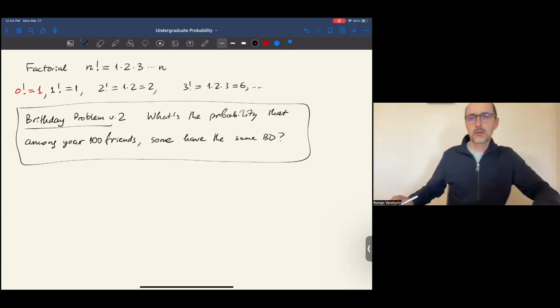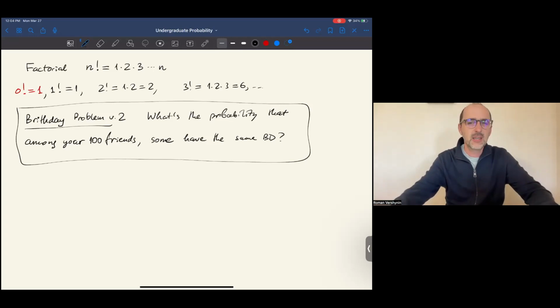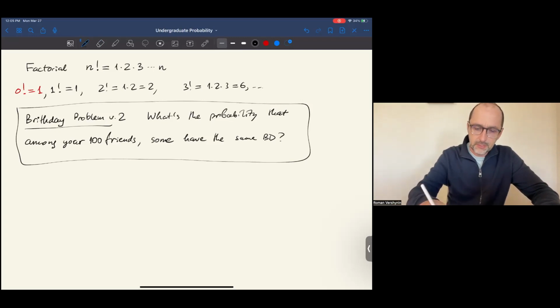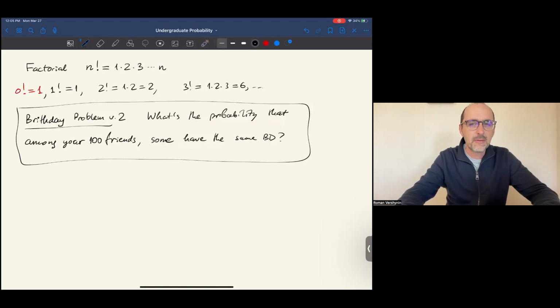What do you think? 100 friends, 365 days in a year. So it's about 3 days per friend. So they can have all different birthdays. It's possible. Is it likely? Is it unlikely? Do you think in the birthday problem, the probability that your friends share some birthdays is likely or unlikely? Should it be greater than 1/2, maybe smaller than 1/2? Think about it. What's your gut feeling? We'll find out. You'll be surprised. This problem has a non-trivial and non-intuitive answer.